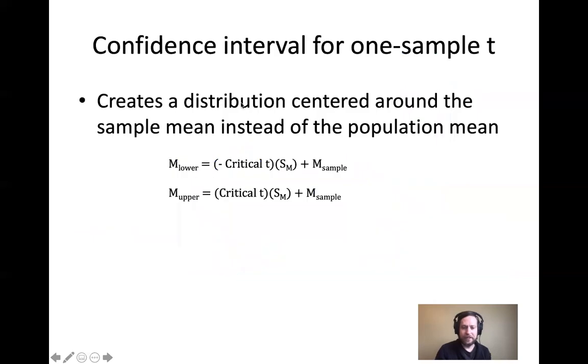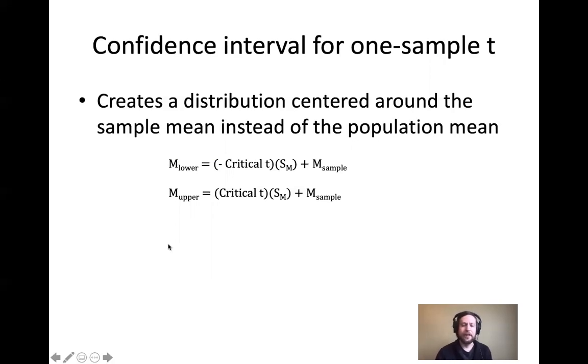When you're doing the confidence interval method, which gives you the exact same decision whether to accept or reject the null hypothesis, instead of using the population mean in the center of the distribution, that is t equals 0, we're going to be using the sample mean. That's how confidence intervals work. The sample mean is the center of a confidence interval, not the population mean.